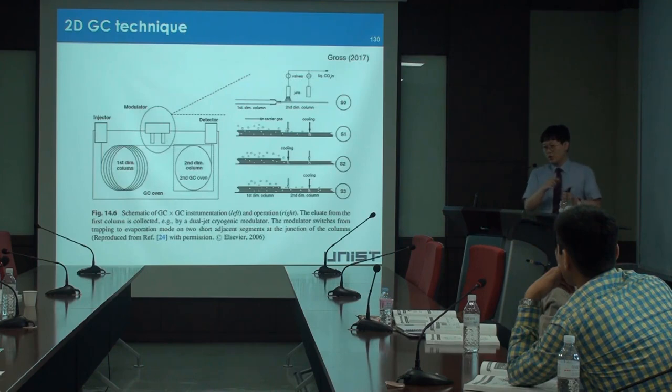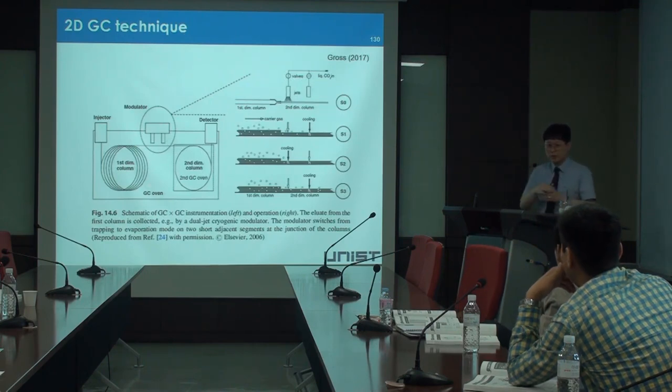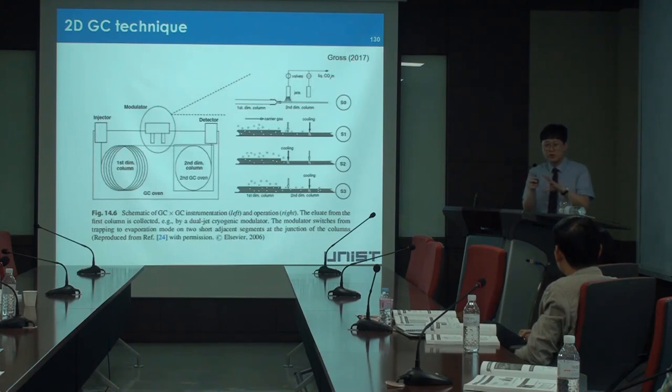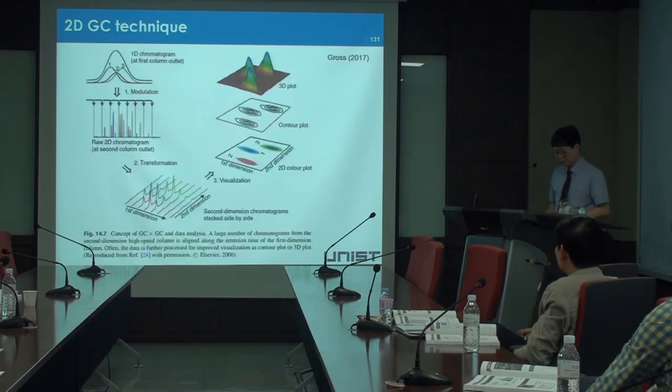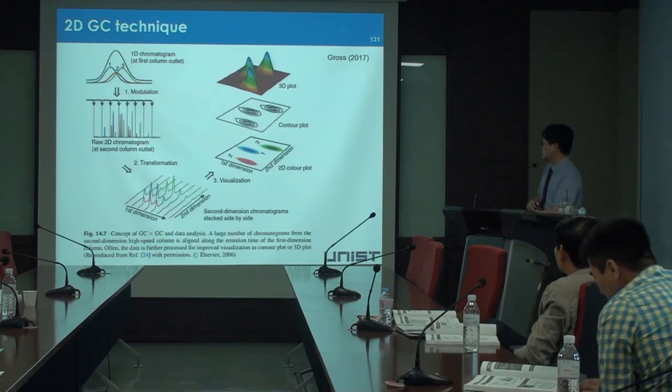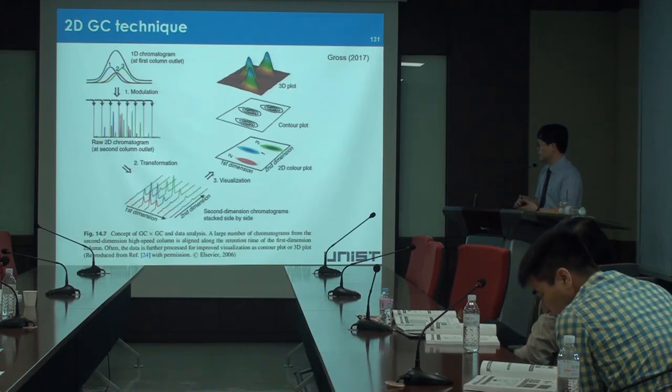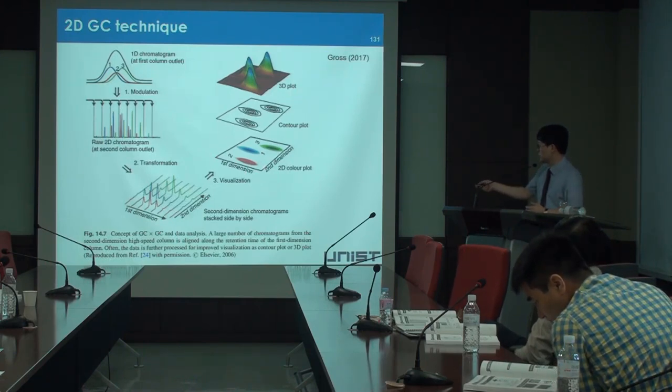So when we just use a single column, there is a chromatogram and one peak, but sometimes this is not just a single compound; it may be two, three, four compounds. It depends on the column, but generally many peaks can be overlapped. But with a 2D column, they can separate more powerfully. Okay, like this. So they can make this kind of thing, the first major and second major.